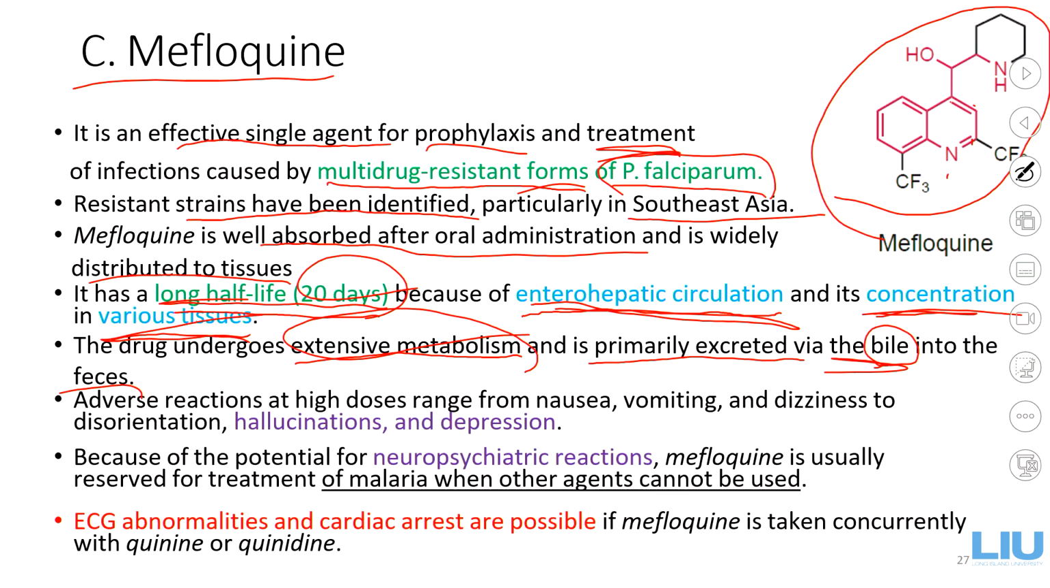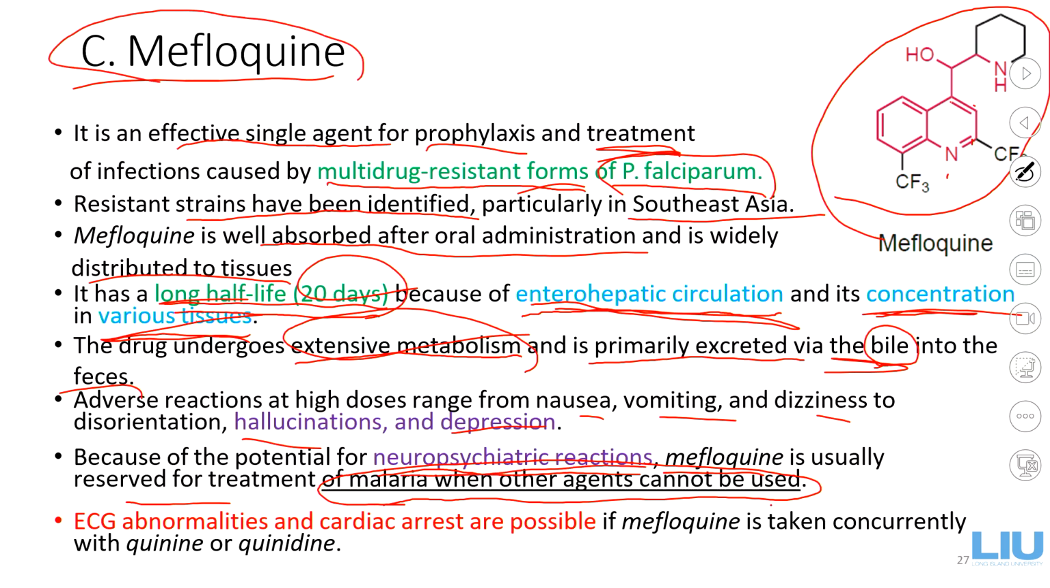Adverse effects: nausea, vomiting, dizziness, hallucinations, depression. Because of the potential for neuropsychiatric reactions, mefloquine is usually reserved for treatment of malaria when other drugs do not work. So it's like a plan B drug. One of the interesting side effects are ECG abnormalities and cardiac arrest, and these are serious side effects.